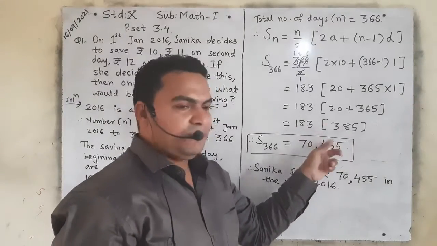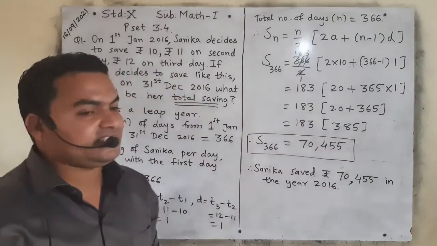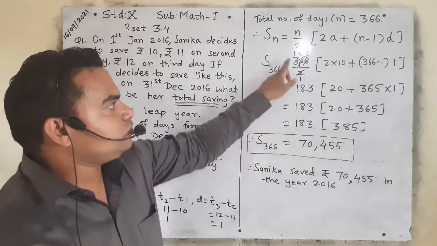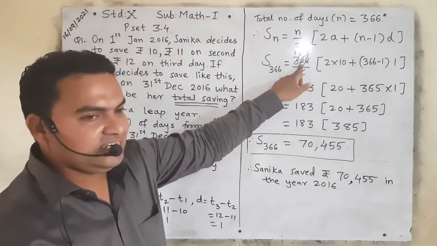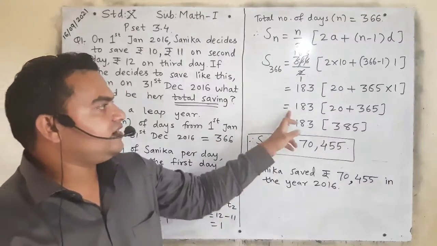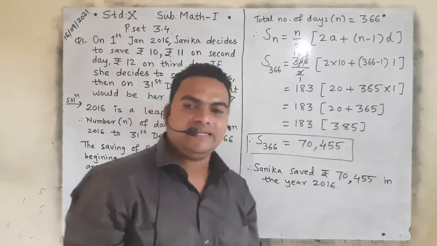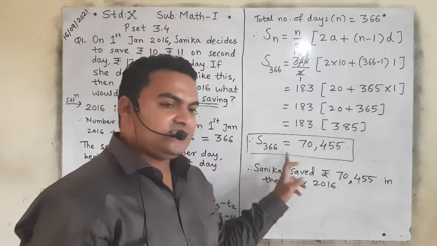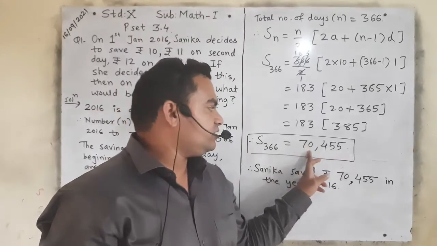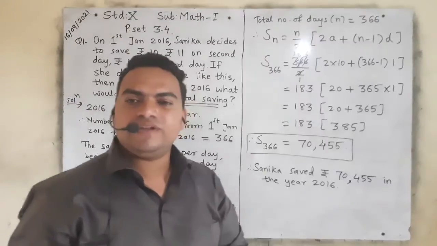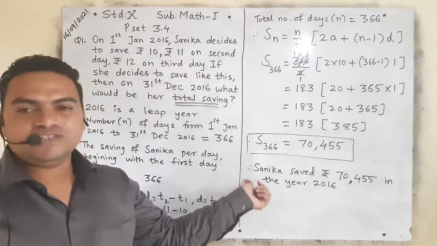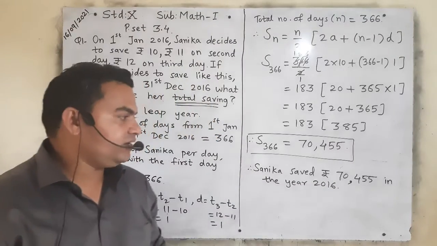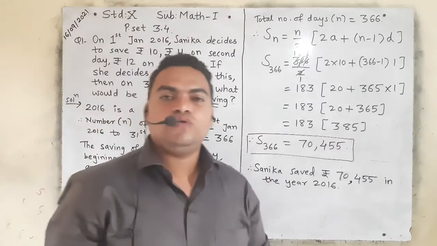So these two will multiply with each other. See, this 366 gets divided by 2, it means half. Half of it is 183: 2 ones are 2, 1 remains, 2 8s are 16, 2 3s are 6. So 183 multiplied by 385. So the answer, the sum of 366 days, is equal to 70,455 rupees. So at last you have to write: Sanika saved rupees 70,455 in the year 2016.